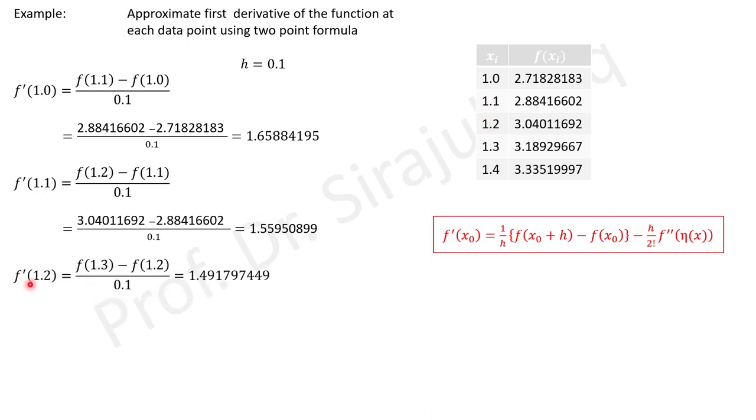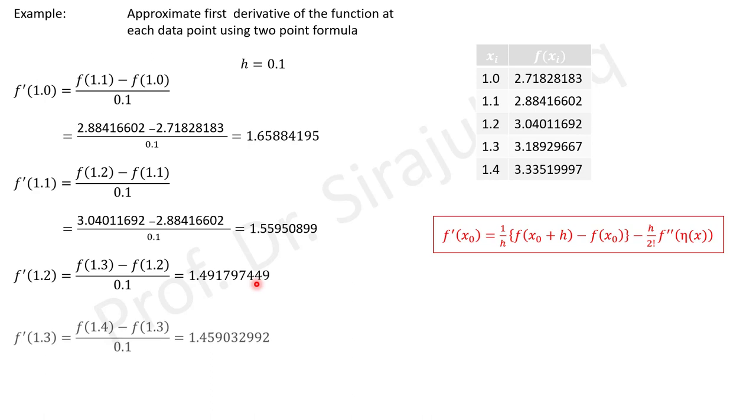Now let's come to 1.2. I am computing at 1.2, so in this formula the value of x naught is 1.2. So 1.2 plus 0.1 is 1.3. That's the reason you can see f of 1.3 minus f of x naught, which is 1.2, divided by h. f of 1.3 is there, f of 1.2 is there, and the value of h is there. This is the approximated value of the derivative at x equal to 1.2.